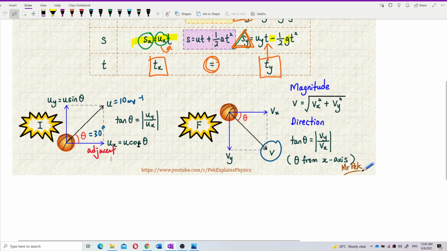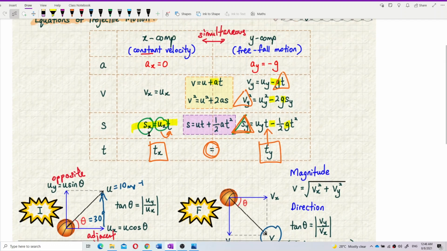Ux is adjacent, so that's why I use cosine theta. Uy uses sine theta because it is actually the opposite. You see that? The opposite. So that's why this one uses sine theta, because opposite uses sine. Or we can say got angle cos, no angle sine. That's all. So you must resolve the velocity into x component and y component velocity.